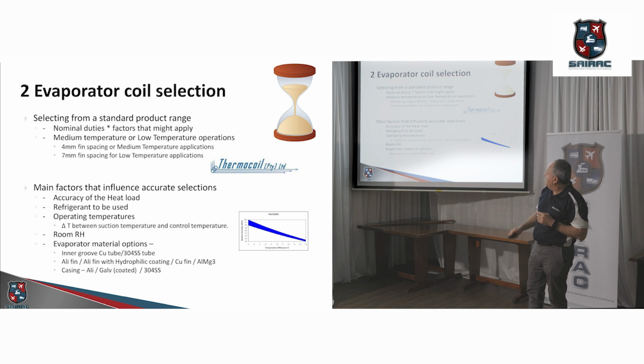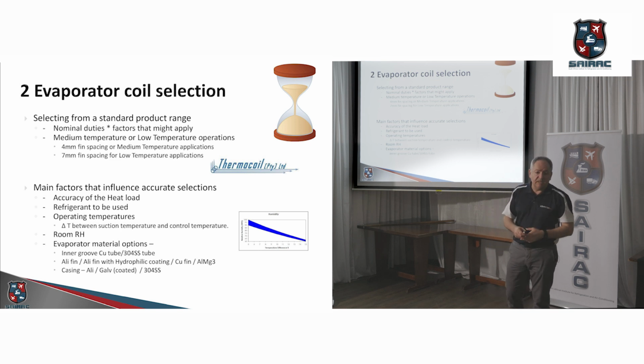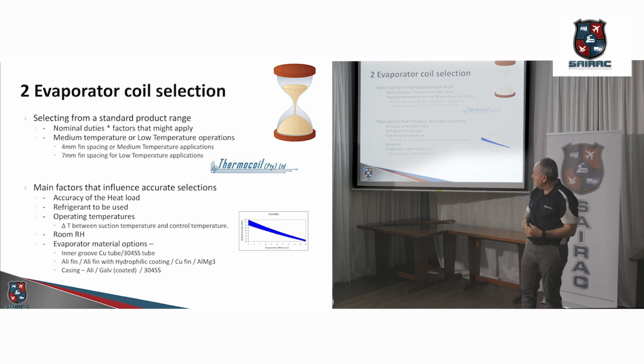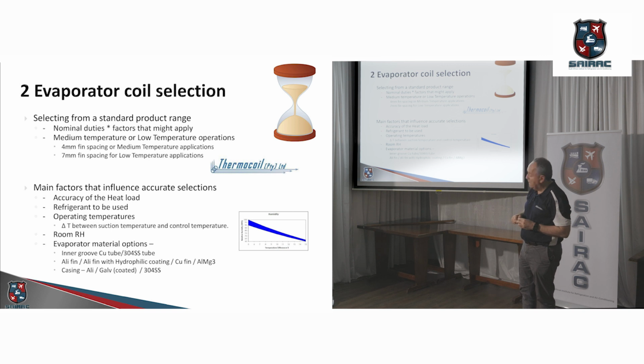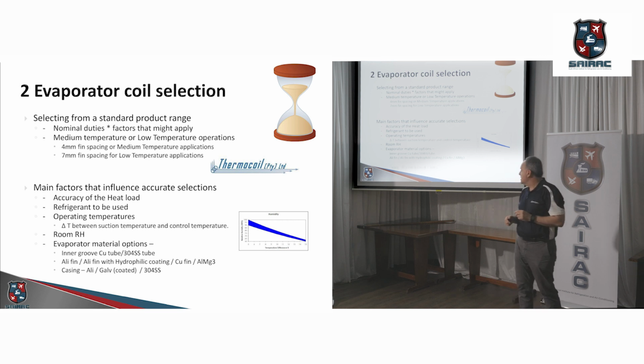Then you have some evaporator material options. Some people call it inner groove tubing, some people call it rifle bore, but basically it's a tube that has an increased surface area on the inside and it offers you higher capacity. Stainless steel tubes are also an option. Aluminium fin is very common. Coated aluminium fin, hydrophilic coated, that's what we call it. You could have copper fin. And there's also aluminium magnesium, which is a hardy type of aluminium used in marine applications.